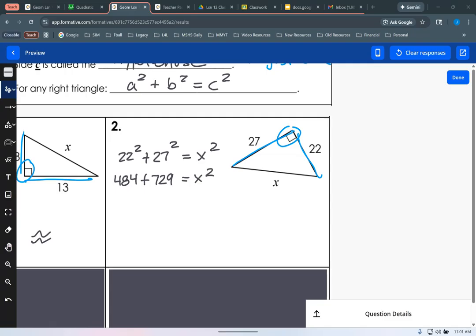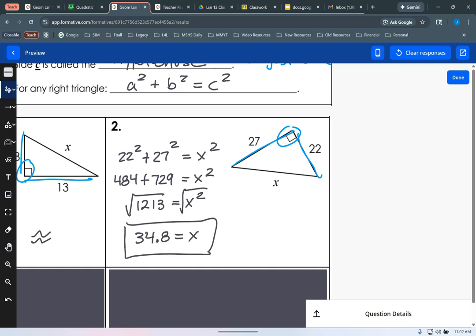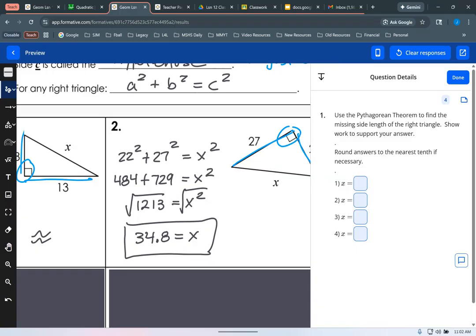Next level of work should have looked like this here. And then you show me the square root signs, like that. And then rounded to the nearest tenth, you should have gotten 34.8 is equal to x, and then type that into your formative space here.